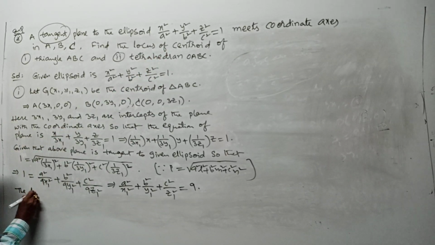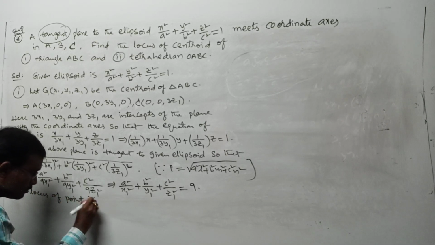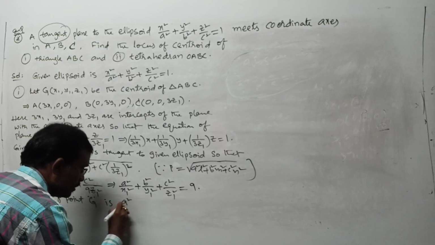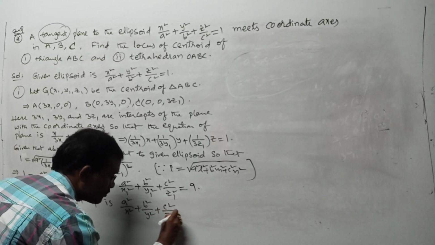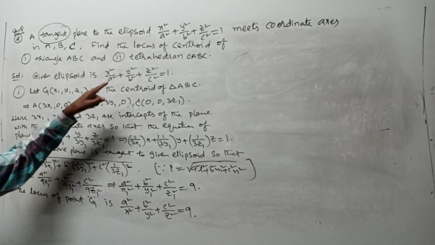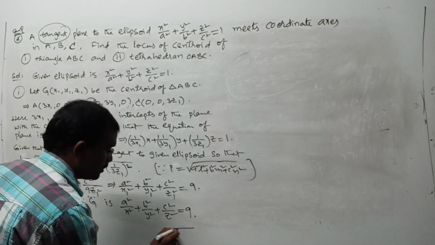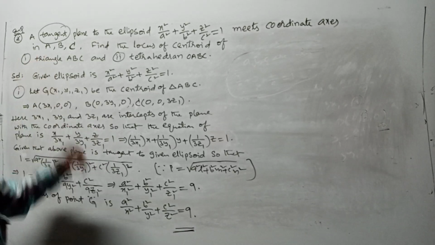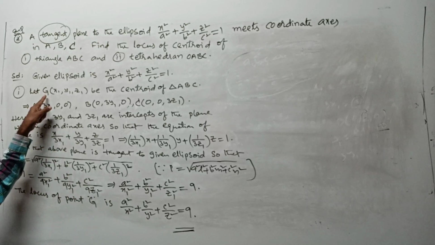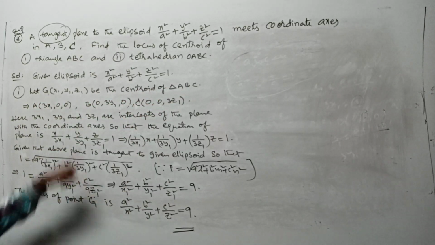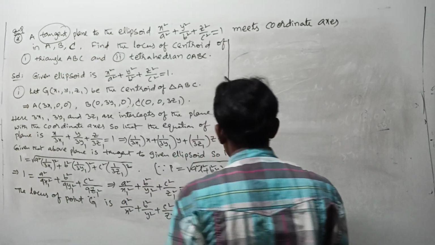The locus of point G is a square by x square plus b square by y square plus c square by z square is equal to 9. This is your first bit. We have defined the locus of the centroid of triangle ABC. Now the locus of the centroid of triangle ABC gives this. In the similar way, let us go for the second bit.